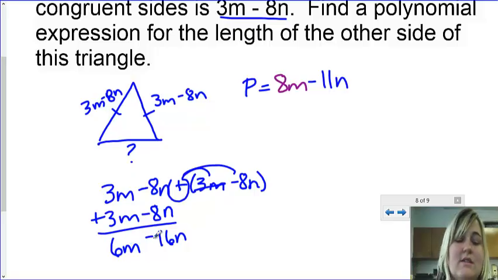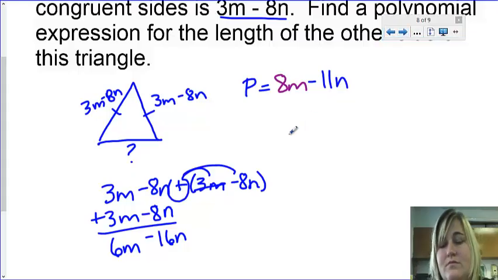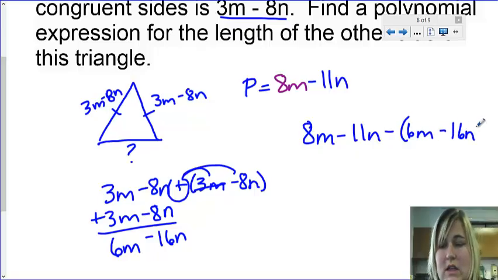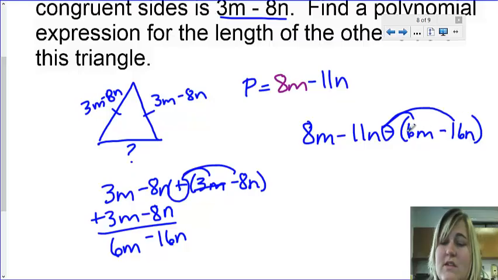So now that I know this, I'm going to subtract it from the perimeter that I know. So I have 8m minus 11n minus this one, which is going to be 6m minus 16n, which is the sum of the two sides that we knew. Now I'm going to take this negative and distribute it to everything inside, which is going to make this a negative and this a positive.